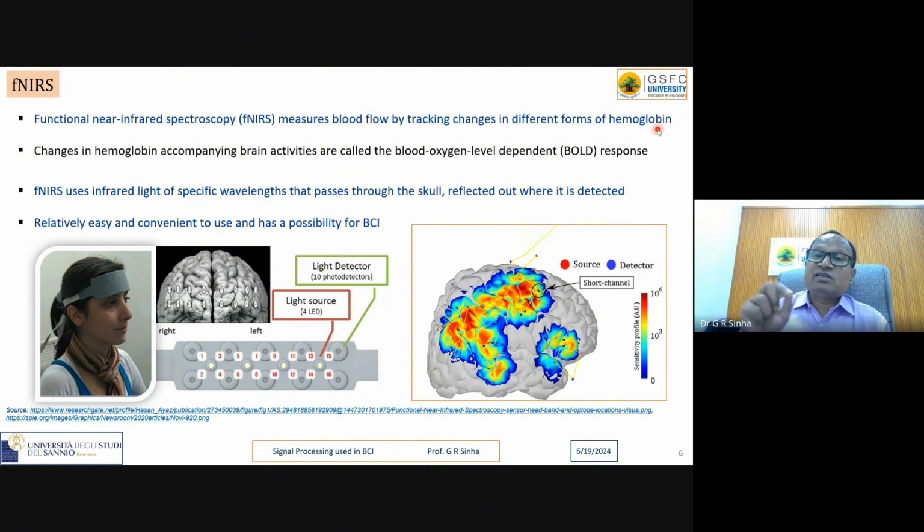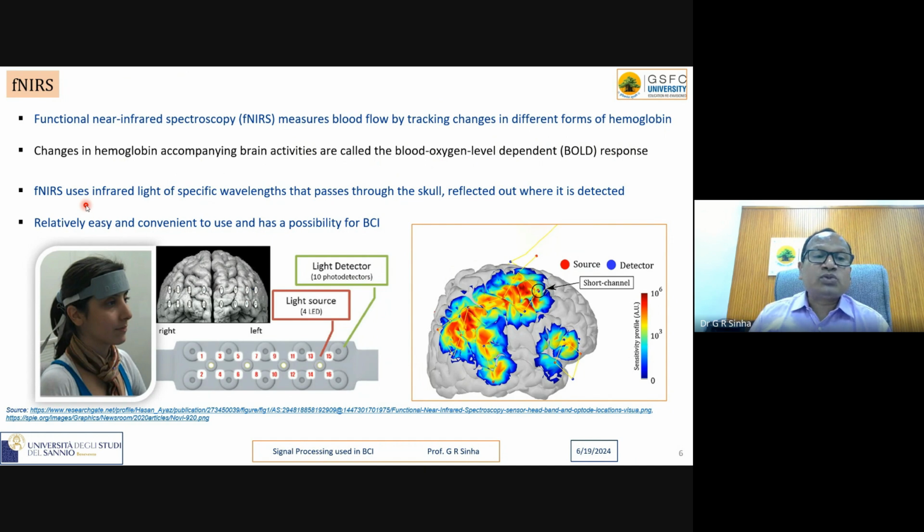How does it track the blood flow? With the help of hemoglobin. How? It changes in the hemoglobin accompanying brain activities. Whenever brain activities are there, you know that they involve oxygen flow and glucose level. So whenever the blood flow is there, the hemoglobin level will change. The change in hemoglobin is called the blood oxygen level dependent, or BOLD, response. When you detect that blood flow level, the response is called the BOLD response. What is the BOLD response? It is nothing but the blood oxygen level dependent response.